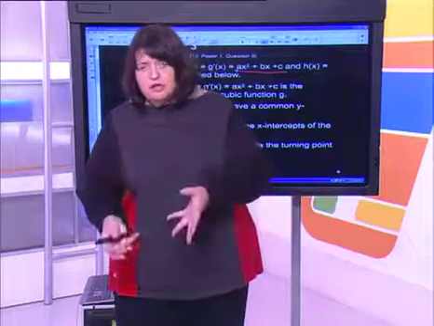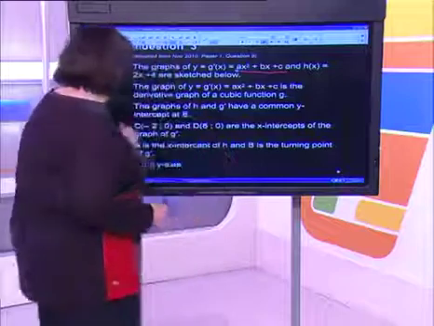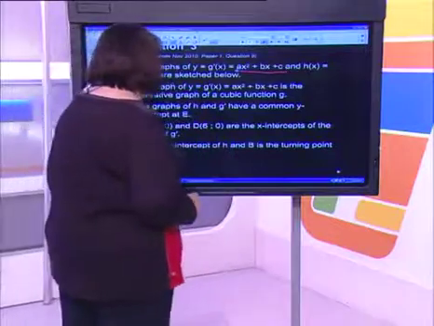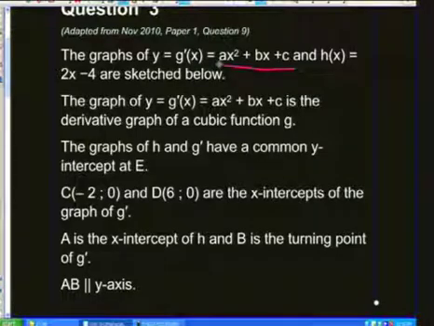If the original was a quadratic and we take its derivative, it's a linear. And if we take a linear and find its derivative, it is a constant function. So we know that makes perfect sense. Let's read on. It says the graph of h and of g dashed have a common y-intercept at E.